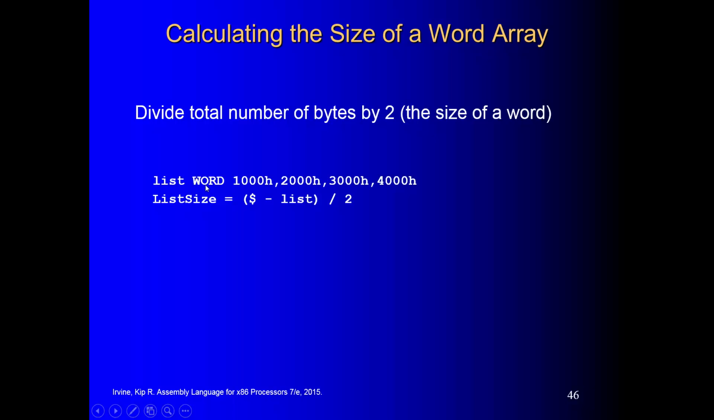To calculate the array size, we're going to use a constant, list size, equal to the ending address of this array minus the beginning address of this array, then divided by 2. The ending address minus the beginning address only gives you how many bytes are used in total by your list. Since each one uses 2 bytes because the size is word, we have to divide by 2. And we get the size for this array. For this one, we can see it's size 4. Okay.